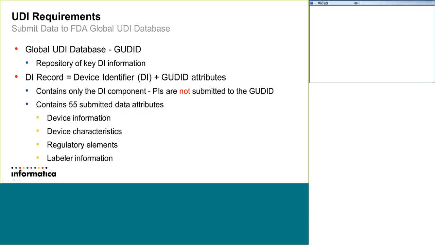So to recap, the labelers are required to submit the DI records with the DI along with additional device attributes information to the GUDID. More information about the key concept of the DI records, such as the device attributes, the DI record lifecycle, device packaging configuration, and how to manage and edit DI records, all this can be found in the FDA website and documentation.